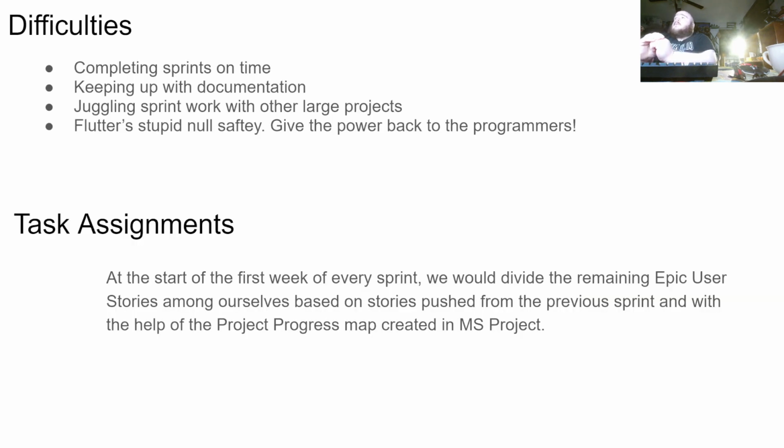Next is our difficulties. So, completing sprints on time. That's probably the biggest one. It's not necessarily completing the sprint, but it's not unusual for someone to have leftover user stories, child user stories, or maybe even an epic that would need to be pushed to the next sprint. And that also leads into the third point, juggling sprint work around other large projects.